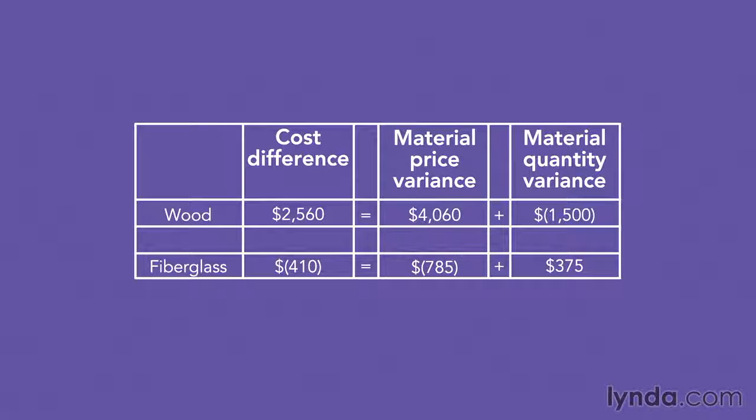Now note that the two variances add up to the total difference computed earlier. The advantage in breaking down the total difference in its price and quantity components is that it helps us determine who to speak to about the differences. Different people control the different variances. Now, we'll talk about controlling these variances in a later video once we discuss the labor variances.